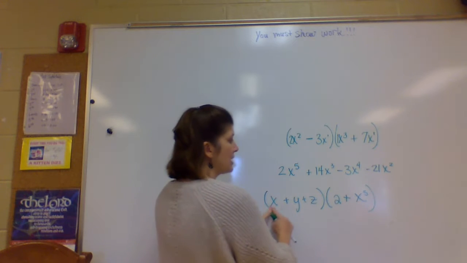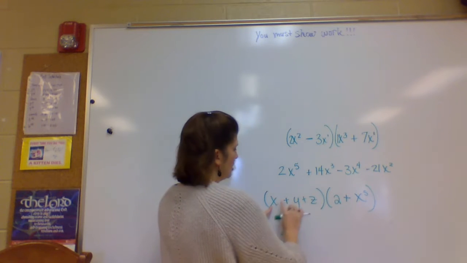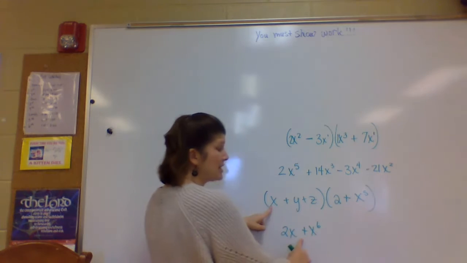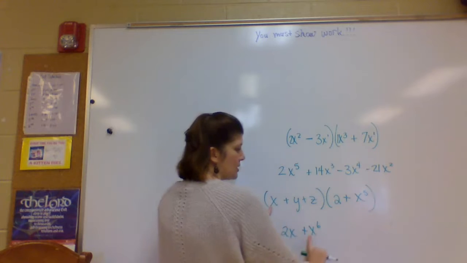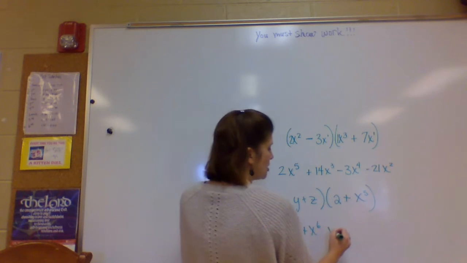So I'm going to take this x and multiply it by both of those. 2 times x is 2x. X times x to the fifth is x to the sixth. Why is it plus? Because a positive times a positive gives me a positive. Y times 2 is just 2y.